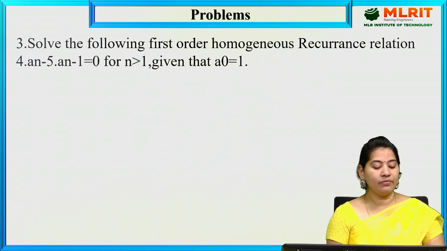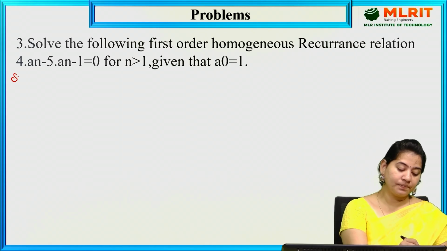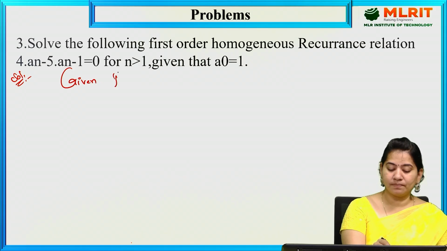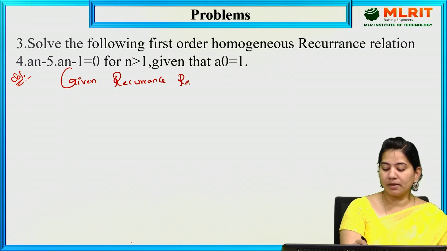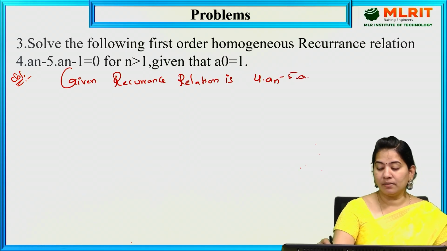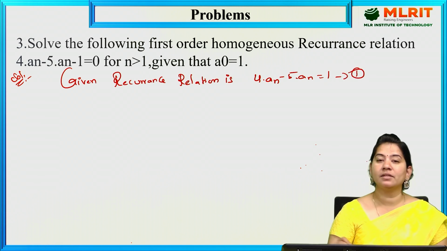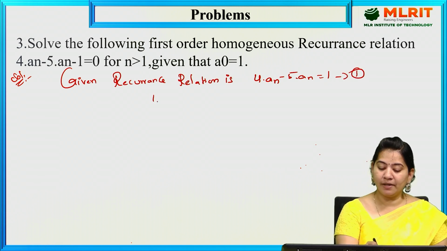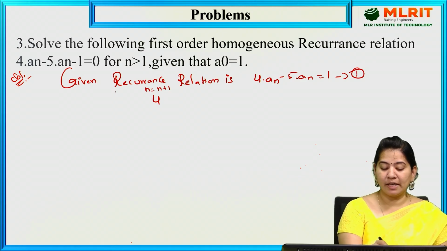So in the same way, go for the next problem here. The given recurrence relation is 4 into an minus 5 an is equal to 1. This is the given recurrence relation. Now, as usual here, first you have to get n is equal to n plus 1. Substitute n is equal to n plus 1 in equation 1.